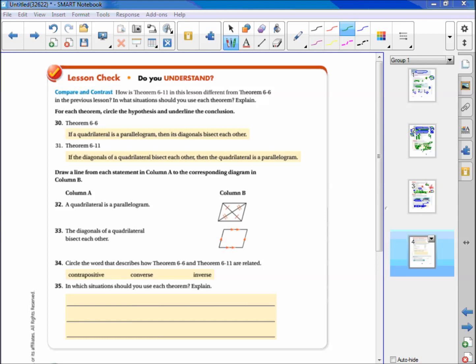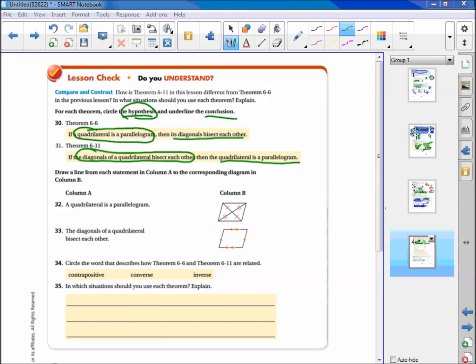So theorem 6-6 says, if a quadrilateral is a parallelogram, then its diagonals bisect each other. And theorem 6-11 says, if the diagonals of a quadrilateral bisect each other, then the quadrilateral is a parallelogram. So we're supposed to circle the hypothesis and underline the conclusion. So in our first one, we're given a parallelogram, and we know that its diagonals bisect each other then. And in the second one, we know that some quadrilateral has diagonals that bisect each other, and then we can tell that it is a parallelogram then.